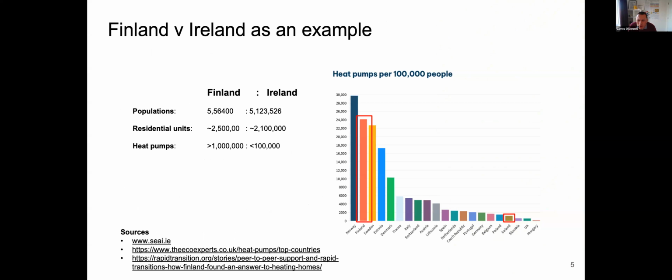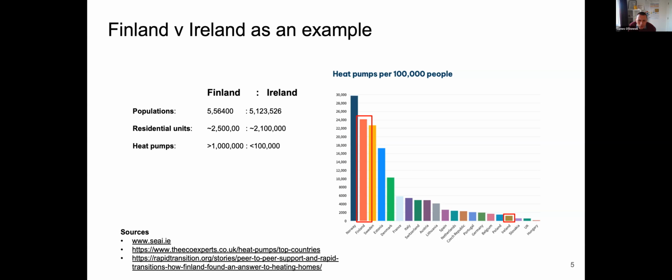It's not all negative. There have been blueprints and roadmaps that have been successful. For example, in Finland, a country that's comparable to Ireland in population size, they have a significantly higher rate of heat pump adoption than we have in Ireland. You can see here the comparison on the right-hand side. But they have had a key strategic advantage. Their buildings were simply at a much higher quality in the first place.